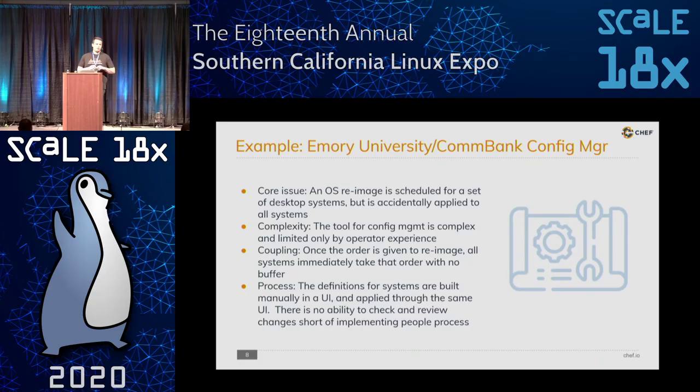The second is the coupling. Once the order is given, there's no way to piece it out or roll it back or otherwise deal with it. It's just given, and that is the entirety of what we get to work with. And then the process: in this particular case, the system definitions are built manually in a UI and applied through the same UI. There's no ability to check and review changes short of implementing a human process, right? Having an experienced admin look over the shoulder of a junior admin before they make a change.